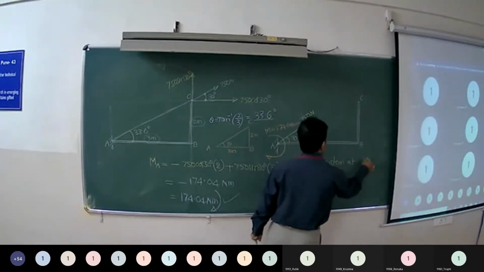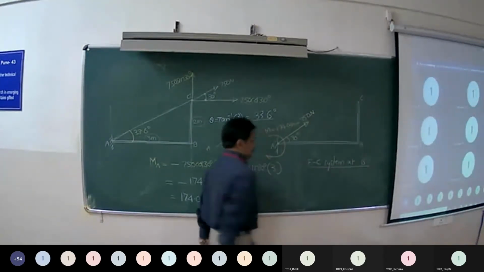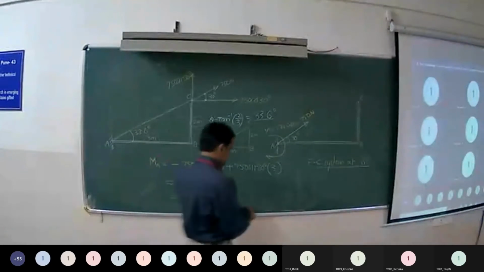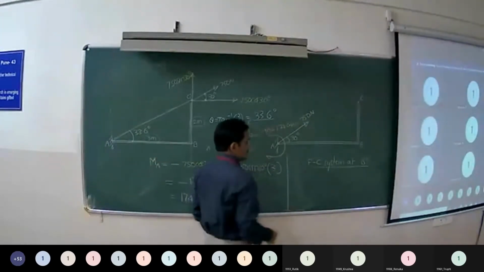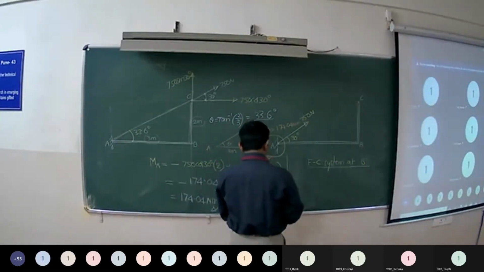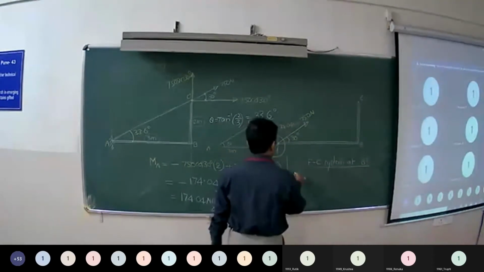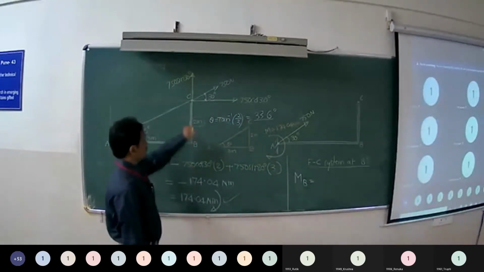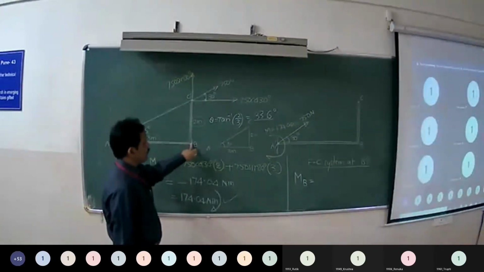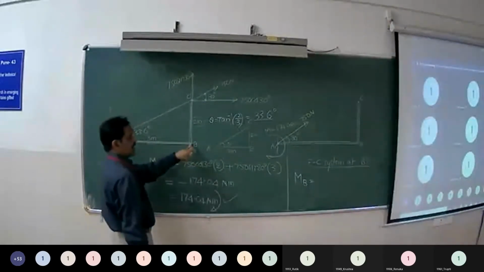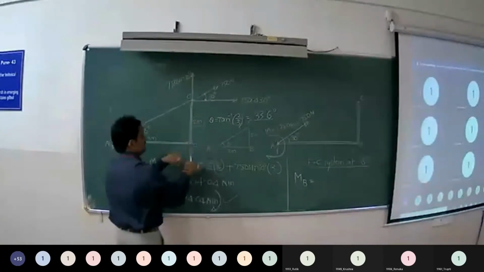Now you tell me, same example, find out equivalent force couple system at point B. Means what you have to do? Simply you have to take the moment of force about point B. The moment is clockwise and it's 1299. Correct. So when you are taking moments about B, the moment of this vertical component will be 0.